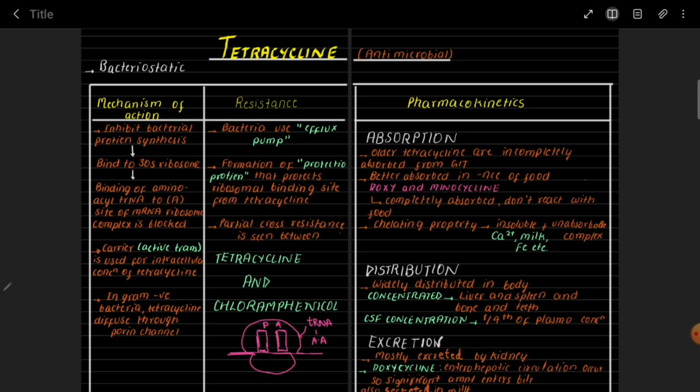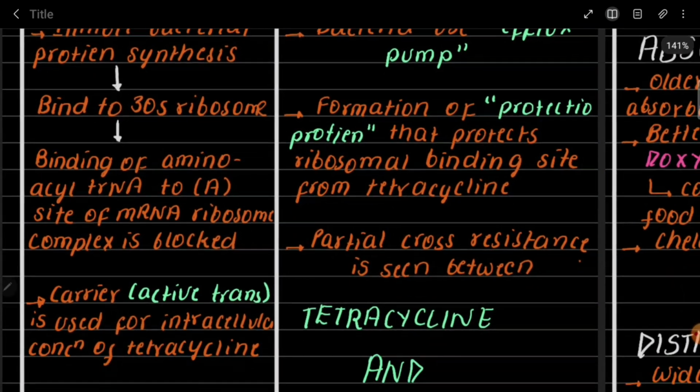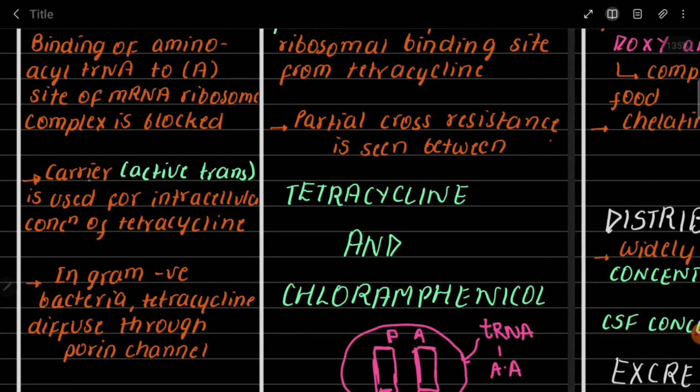Once you study antibiotics, you will know that there are many drugs which inhibit bacterial protein synthesis. Tetracyclines are one of them. But there are only 2 drugs which will bind to the 30S subunit of the ribosome. That is tetracyclines and aminoglycosides. So this is the mechanism of action. Moving on, tetracyclines need a carrier for entering the cell, but in gram-negative bacteria, tetracyclines can also diffuse through porin channels.